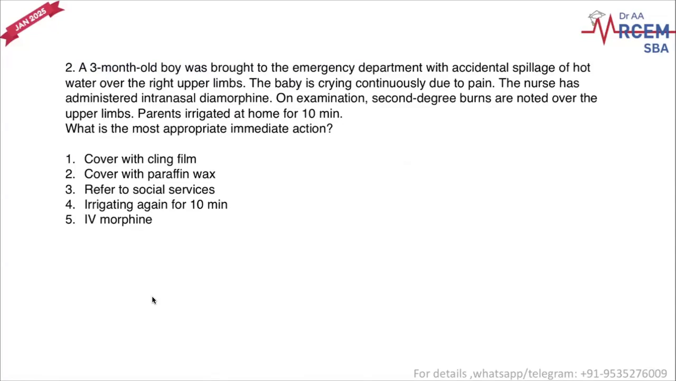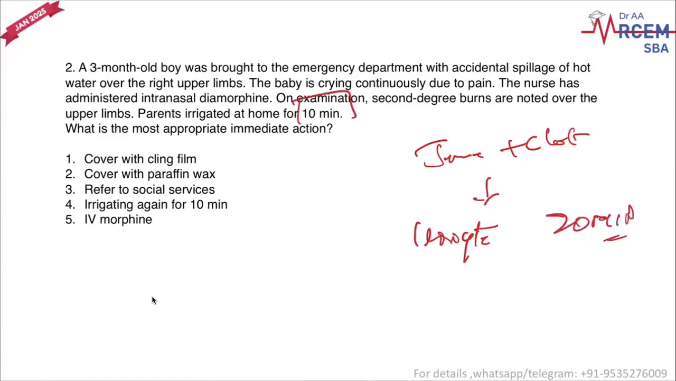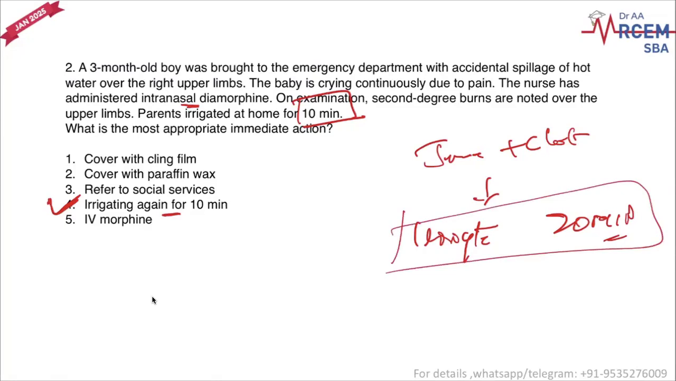What we do usually in a stepwise manner, we usually remove any jewelry that is there and we'll remove the clothing. Then we will irrigate. How long do we irrigate for? We irrigate for 20 minutes. Here irrigation is done only for 10 minutes. So you need to irrigate for another 10 minutes here. So the right answer here is the fourth one, not the fifth one, because the painkiller intranasal diamorph is already given. That is the best painkiller, which is 10 times more potent than morphine, and it has already been administered. So you are not giving more morphine to this, not required. The next step is to irrigate a total of 20 minutes, so an additional 10 minutes needs to be irrigated.